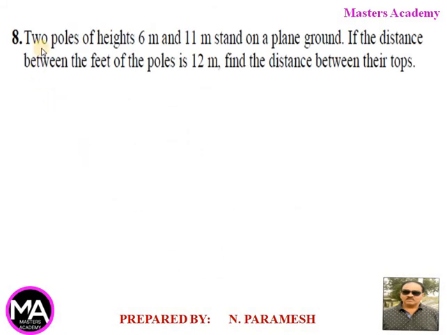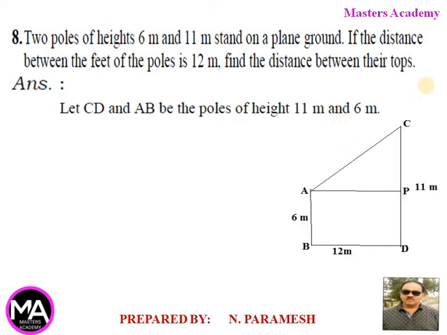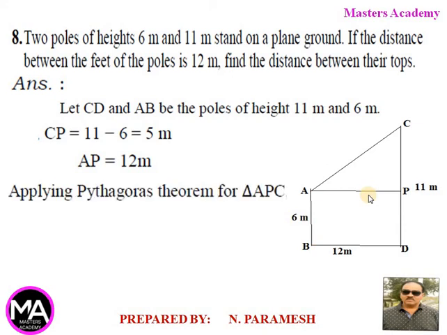Eighth question. Two poles of height 6 meter and 11 meter stands on a plain ground. If the distance between the feet of the pole is 12 meter, find the distance between their tops. Answer, let CD and AB be the poles of height 11 meter and 6 meter. CP is equal to 11 minus 6 is equal to 5 meter. AP is equal to BD is equal to 12 meter.